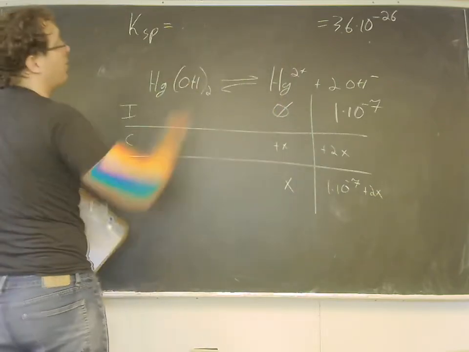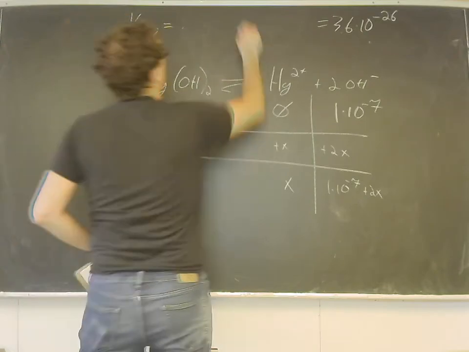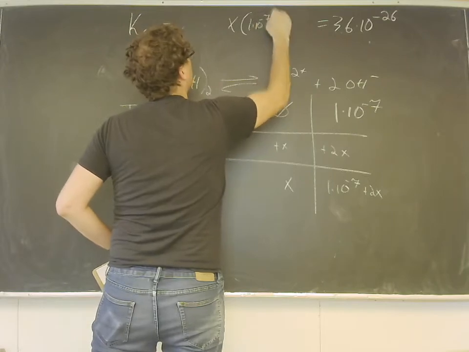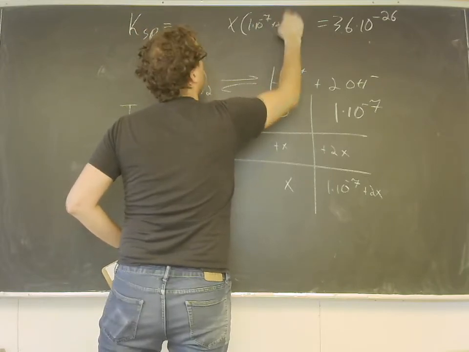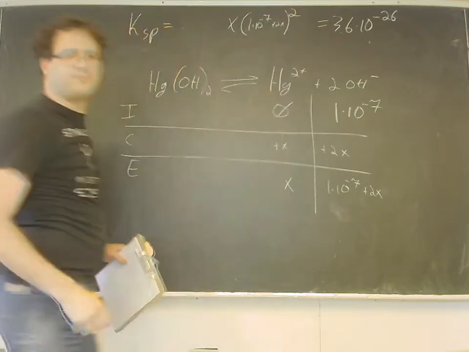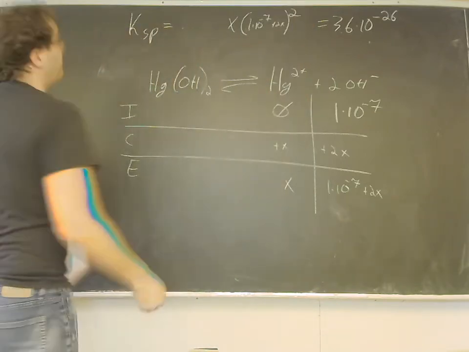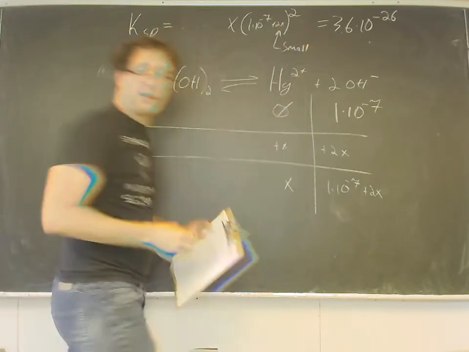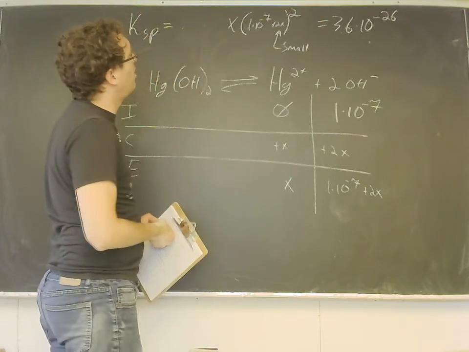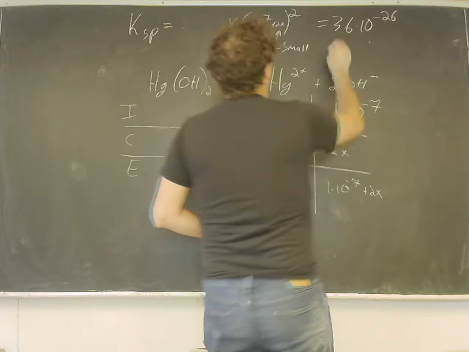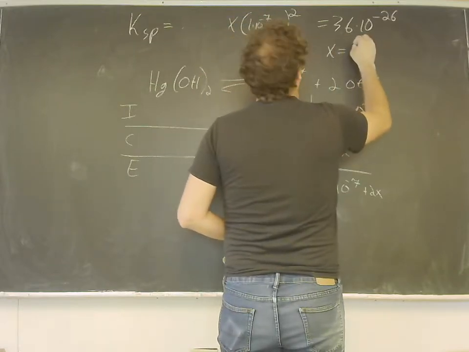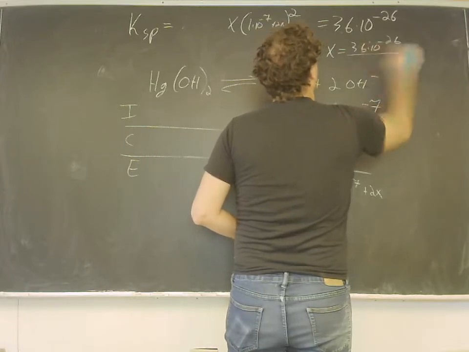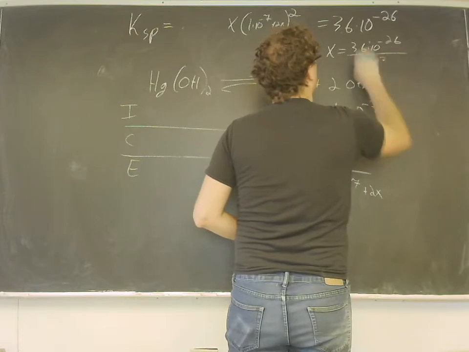And so 3.6 times 10 to the negative 26 is going to be x times 1 times 10 to the negative 7th plus 2x squared. And what we'll do is we'll hope that x is small. I'm actually not entirely sure how this is going to work out. But if x is small, then x is going to equal 3.6 times 10 to the negative 26 divided by 1 times 10 to the negative 7th squared.